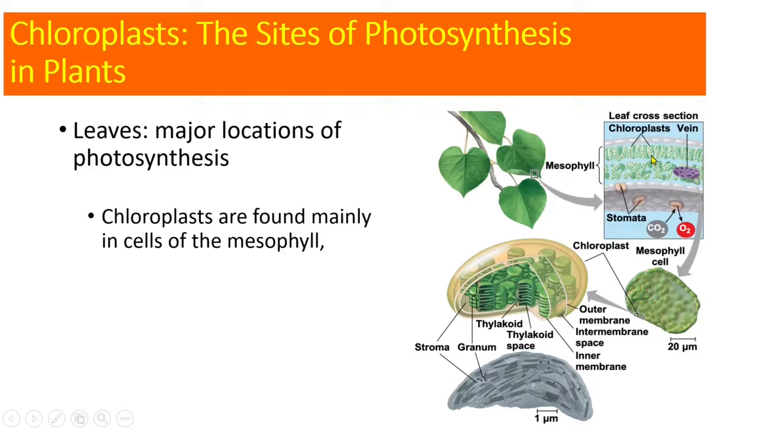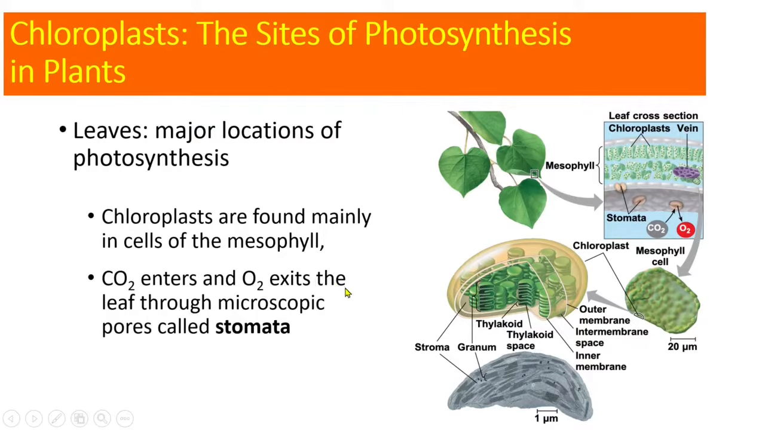So the mesophyll contains a lot of chloroplasts, and in order for carbon dioxide to enter and oxygen to go out, you need what we call a stomata, which is 2 kidney-shaped cells that produce a hole where the carbon dioxide can go in and the oxygen can go out, as you can see over here.